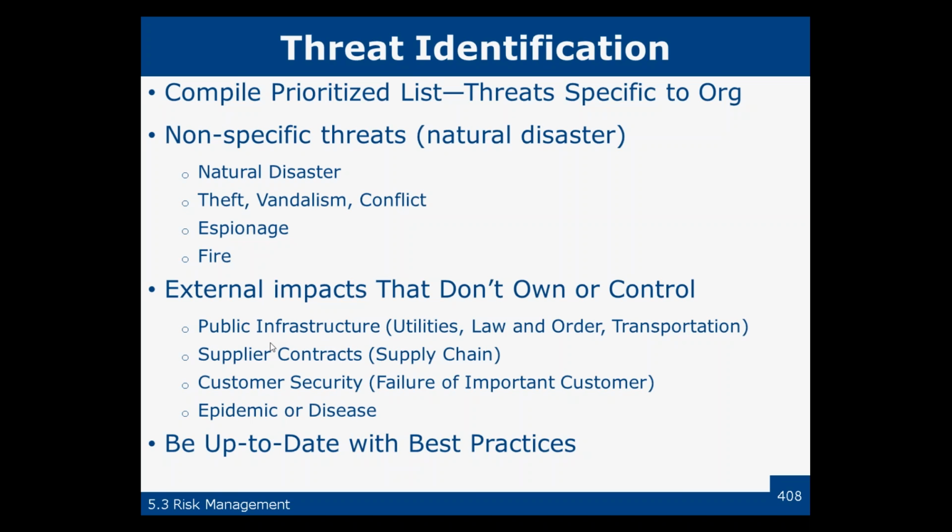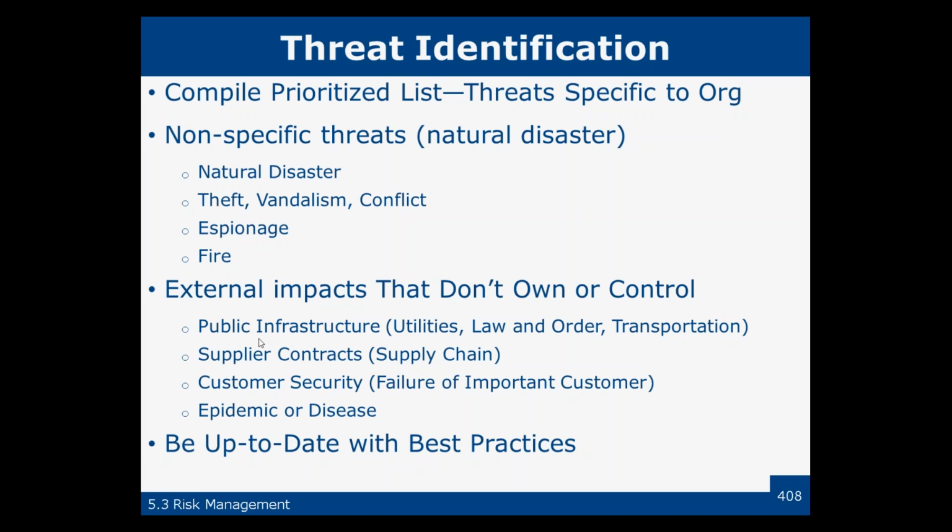Flooding, for instance, move materials if you're in a flood-prone area. Move those critical things to a floor above the ground floor. How is the building constructed? If you're in an earthquake area, move into a building that is "earthquake proof," that has the controls that would make it less susceptible. There are external impacts, things that we don't own, don't control, can't do a whole lot about. Public infrastructure, if the power goes out or we lose water, those sorts of things, law and order, transportation. So public infrastructure can be an issue.